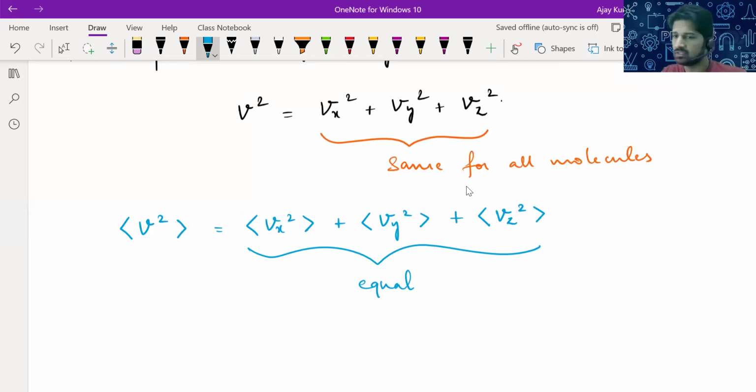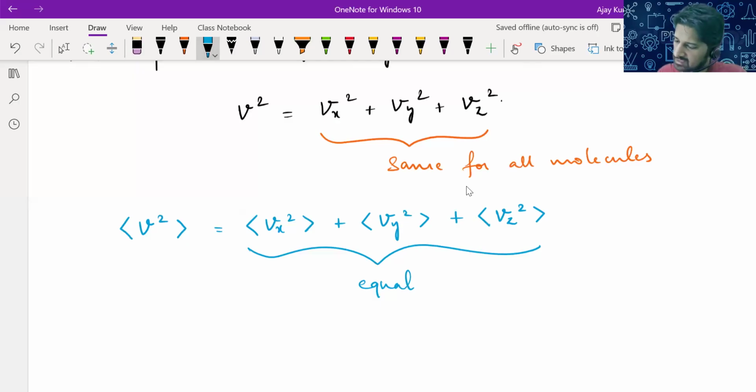For one molecule, Vx, Vy, Vz need not be the same. But let me be more correct: if you average Vx square of all molecules, Vy square of all molecules, and Vz square of all molecules, those averages should be the same. Because if the averages are not the same, suppose Vy square is dominating, it means the gas as a whole, the set of molecules, has a preference towards the y direction. Why will the gas have a preference towards any direction? No, gas moves randomly. So all these averages will be equal.